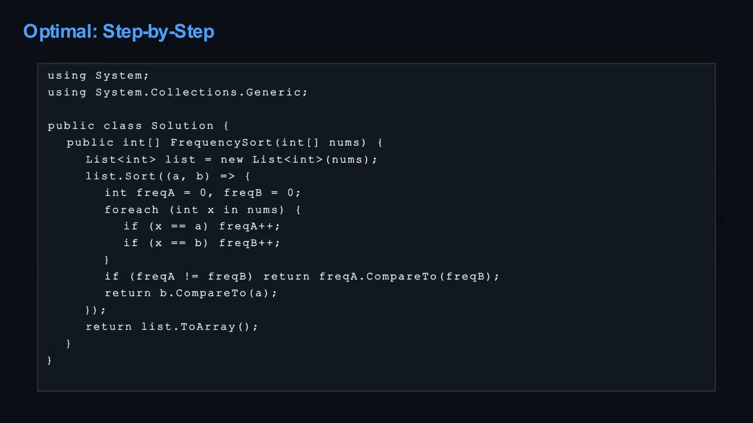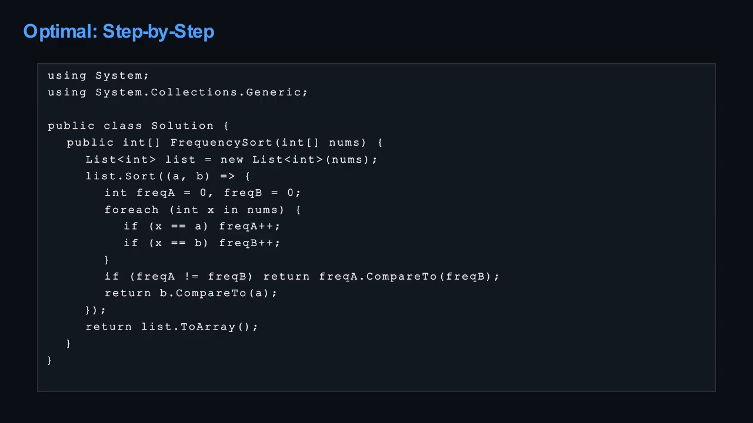Let's trace this with the example array, 1, 1, 2, 2, 2, 3. First, we build our frequency map. 1 appears twice, 2 appears 3 times, and 3 appears once. So our map is 1 maps to 2, 2 maps to 3, 3 maps to 1. Next, we convert the original array into a list. Now we sort this list using our custom comparison.